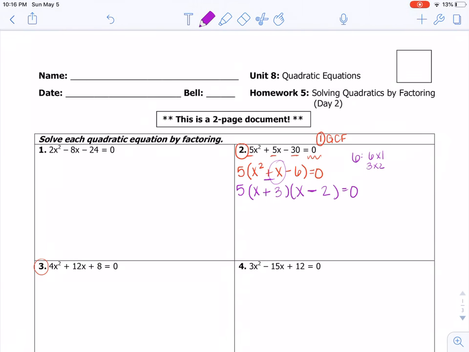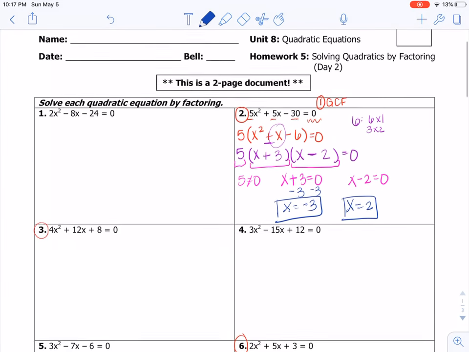Now I'm going to set each part equal to 0, and that includes all parts. 5 will never equal 0, so that is not going to be one of our solutions. We have x plus 3 equals 0, and x minus 2 equals 0. If I solve for these, I subtract 3, so I have x equals negative 3, which is a solution, and x equals 2.